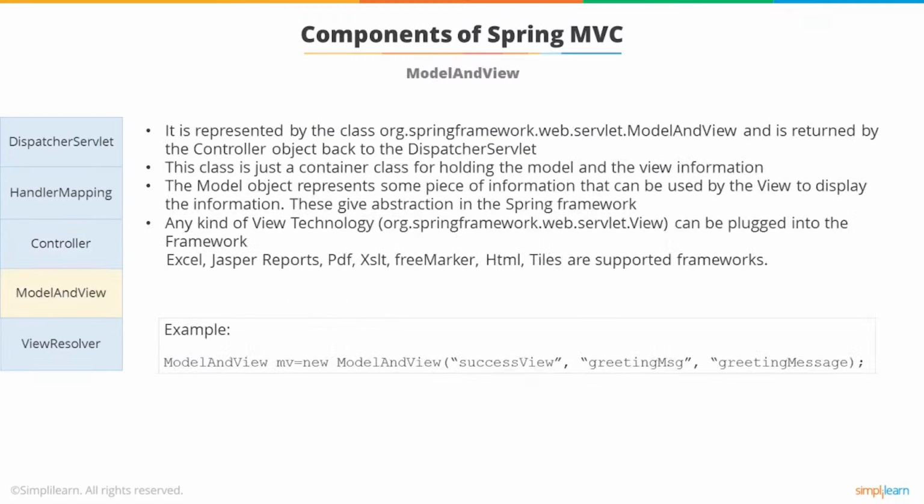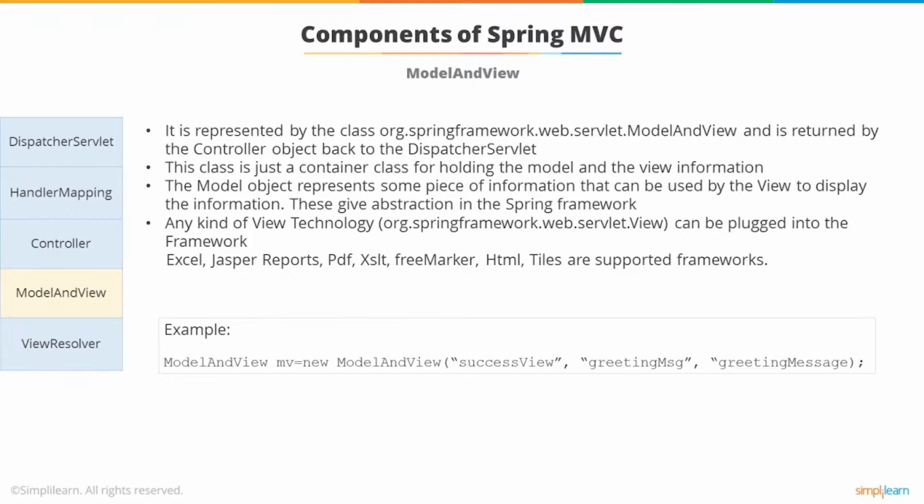Then we have the model and view. It is represented by the class org.springframework.web.servlet.ModelAndView, and is returned by the controller object back to the dispatcher servlet. This class is just a container class for holding the model and the view information. The model object represents some piece of information that can be used by the view to display the information. This gives abstraction in the Spring framework.